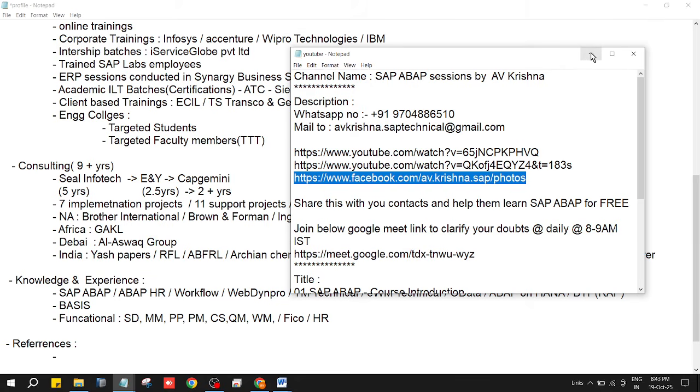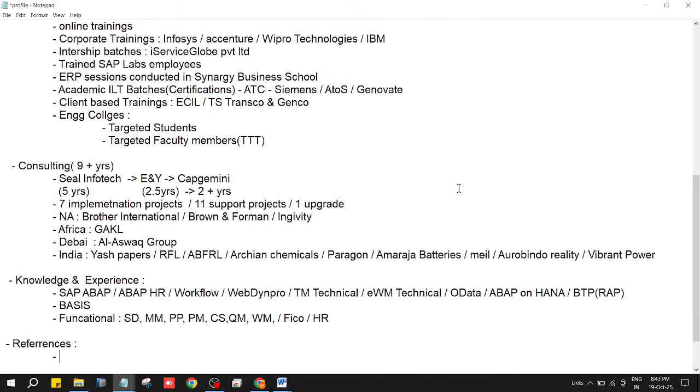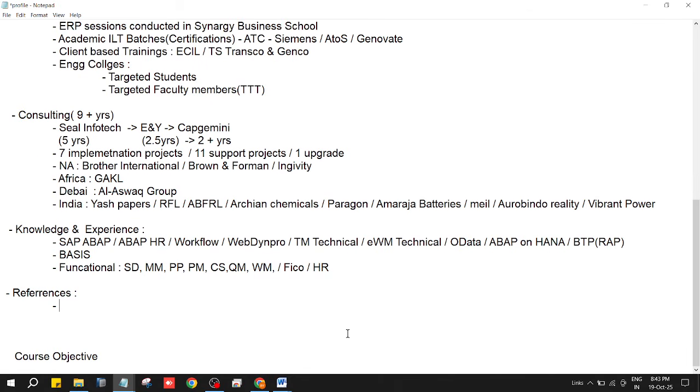Okay, so this is a different exposure altogether. You can check out the media references also. It is a different experience altogether, right?